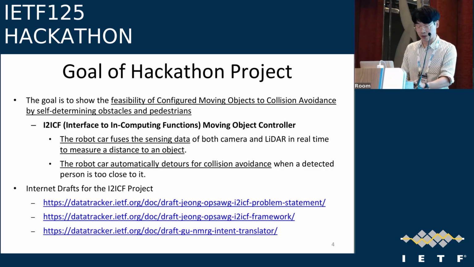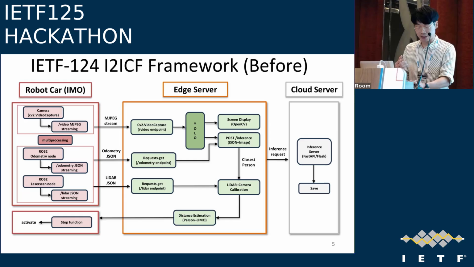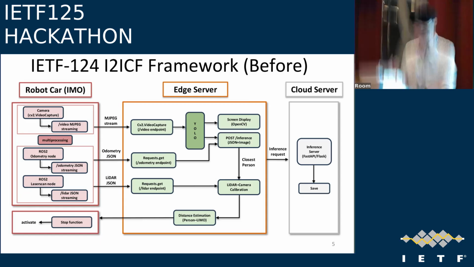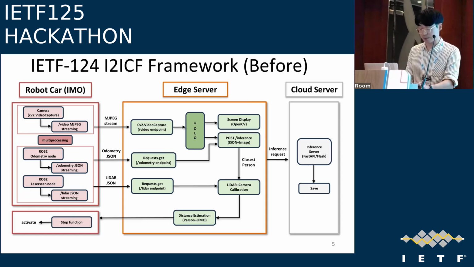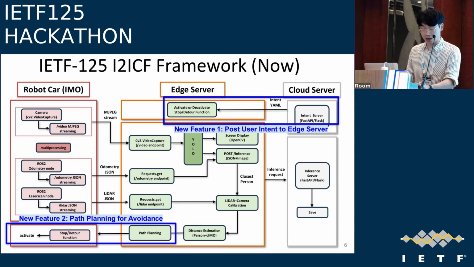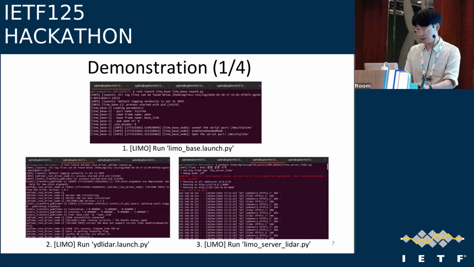Our main goal is collision avoidance. This is our previous framework. If a person is too close, the robot car activates the stop function. But for now, we added path planning at the edge server. The blue boxes show the added process. User intent goes into the edge server, and the path planning state goes into the robot car, which activates the stop or detour function.